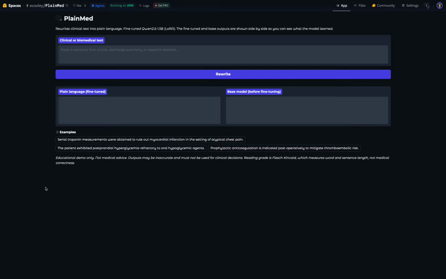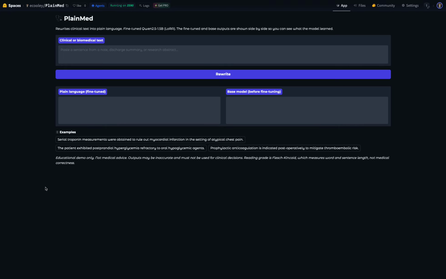PlainMed rewrites clinical text into plain language. It is a fine-tuned Qwen 2.5 LoRA model that turns medical text into plain language. In the application, the fine-tuned outputs and the base outputs are shown side by side so that you can see what the model learned.